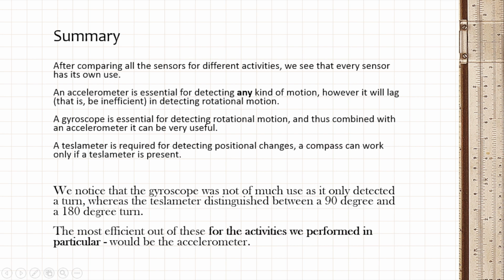A Tesla meter is required for detecting positional changes, like a compass can work only if a Tesla meter is present. We noticed that the gyroscope was not of much use as it only detected a turn, whereas the Tesla meter distinguished between a 90-degree and a 180-degree turn. The most efficient out of these, for the activities we performed in particular, would be the accelerometer.